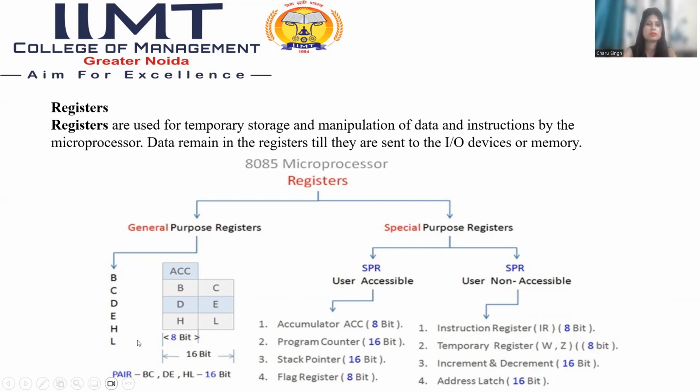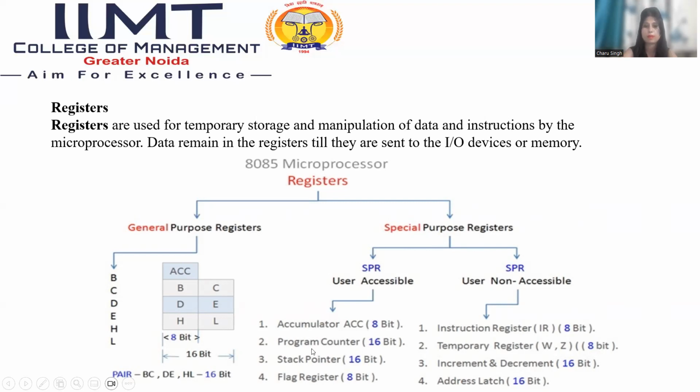In the general purpose registers, we have B, C, D, E, H, and L. All those registers are of 8 bits, and these will combine in pairs. We also have an accumulator, which will always hold the results of the instructions. And we have some special purpose registers, that is SPR, which are user accessible. In SPR, we have the accumulator that will hold the results of the instruction.